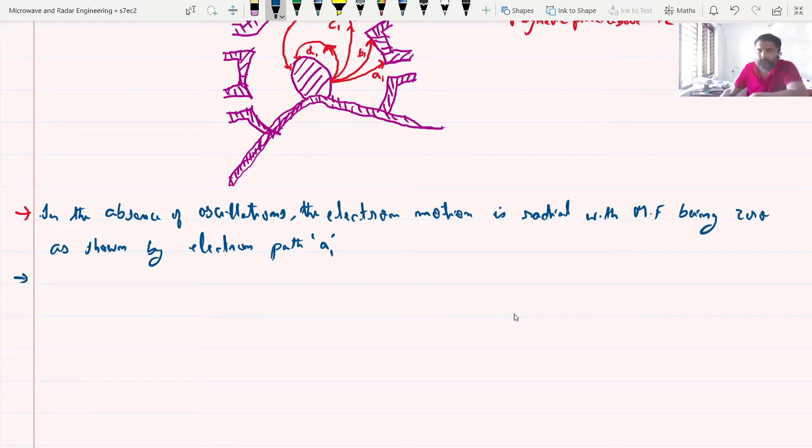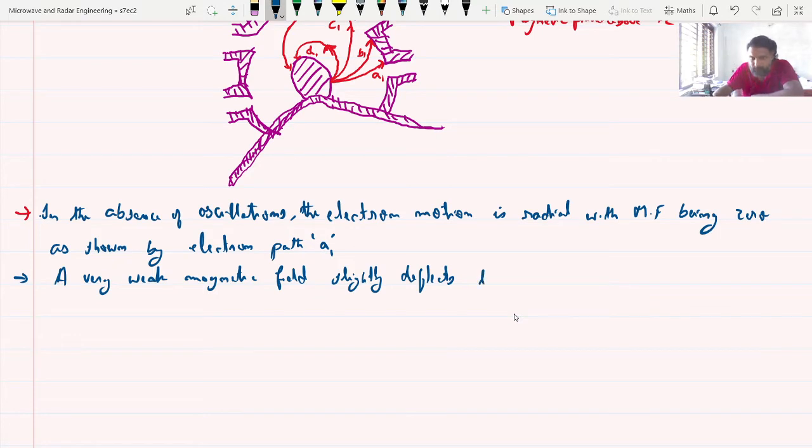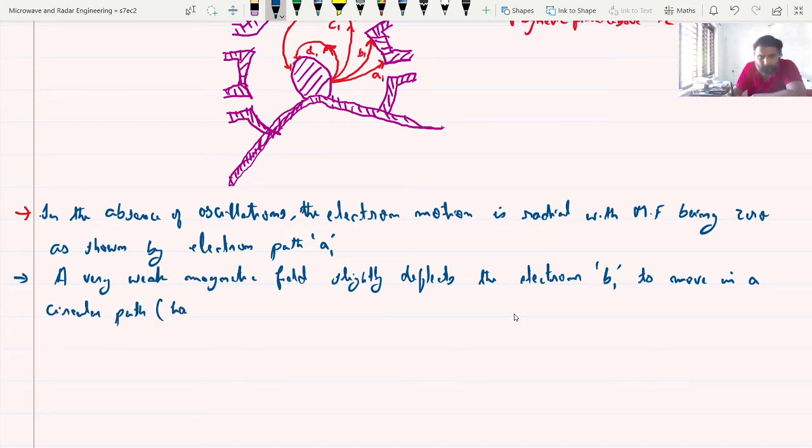Next, a very weak magnetic field slightly deflects the electron B1, you can see that, to move in a circular path having a large radius.